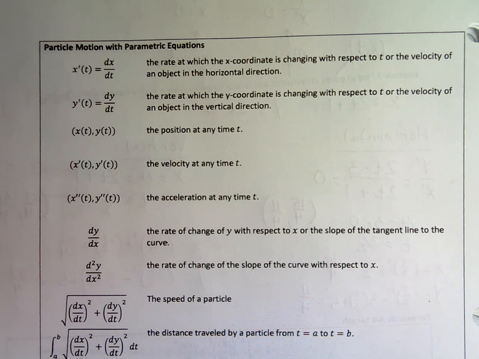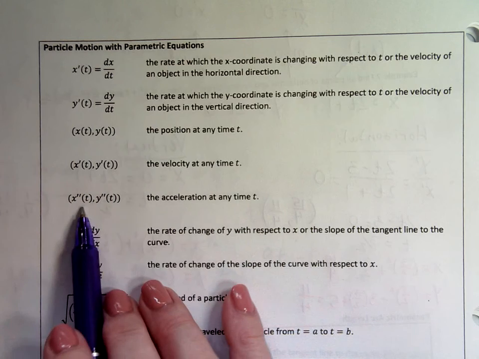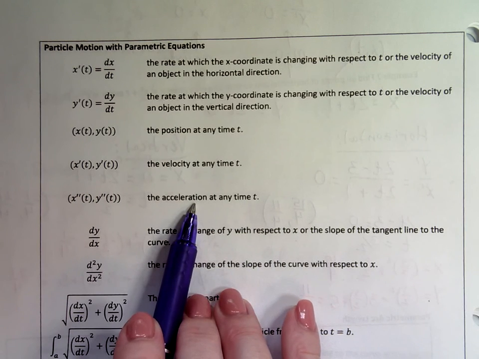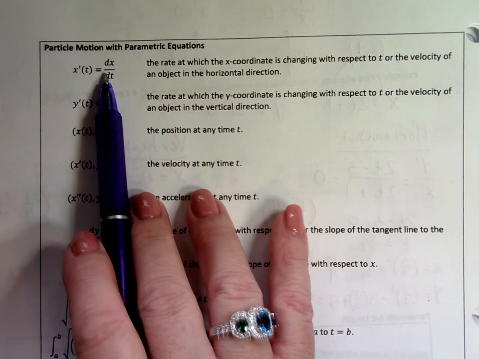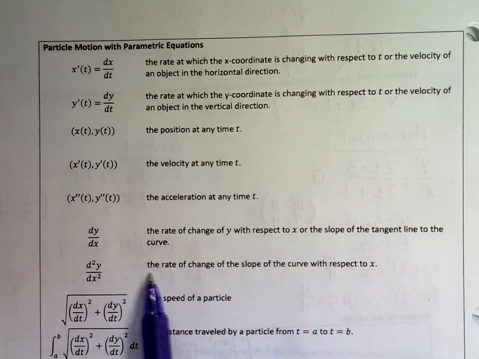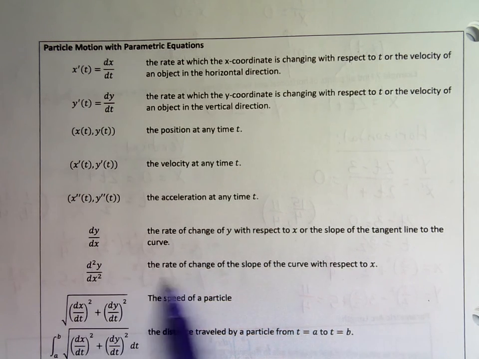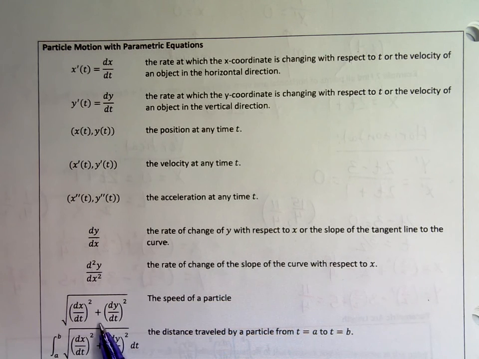x of t, y of t is the position. That's just the regular old coordinate for time. If I have the first derivative, that's velocity. That doesn't change. If I have the second derivative, that's acceleration. Same thing that we've always talked about. dy over dx. Notice that's different than dy over dt. dy over dx is the rate of change of y with respect to x, or the slope of the tangent line. That's what we just were doing. d squared y over dx squared is the rate of change of the slope of the curve, like the second derivative. Speed is this square root. It's just the square root part, not the integral part, and distance is the integral part.